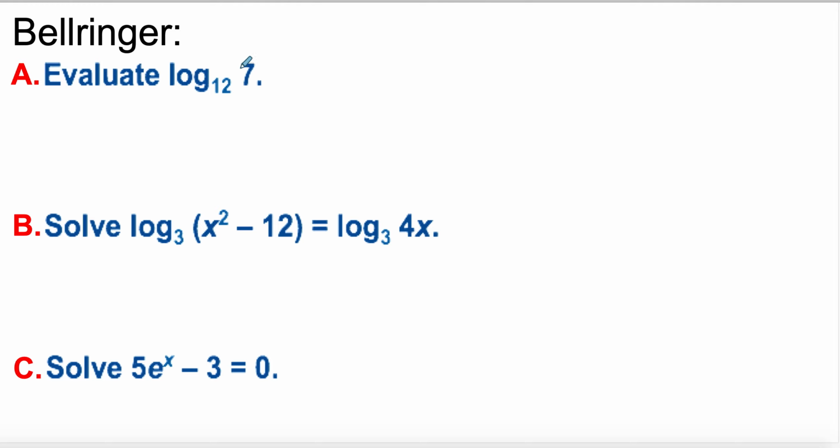Okay, so if we're evaluating this logarithm here, we start out, set it equal to x, and then we check mark it. So we're going to have 12 to the x equals 7, and that didn't really get us anywhere. So if you're thinking about how to do this, you could actually just do the change of base formula. So log of 7 over log of 12. Remember, we're using common logs to evaluate this, and then you're just going to put that in your calculator.